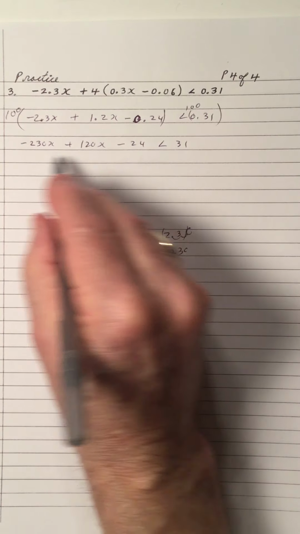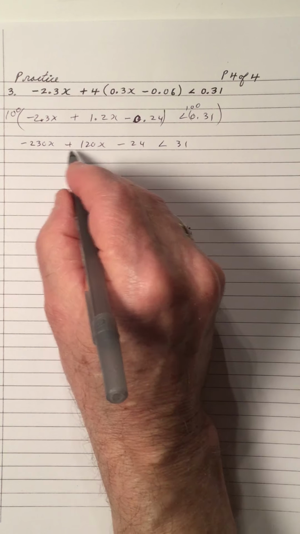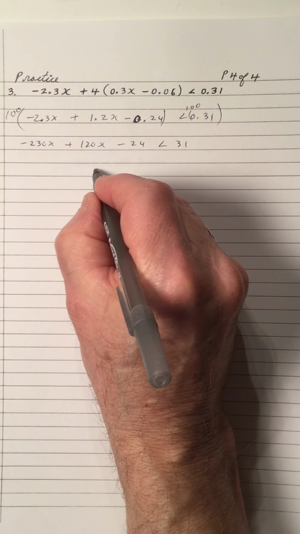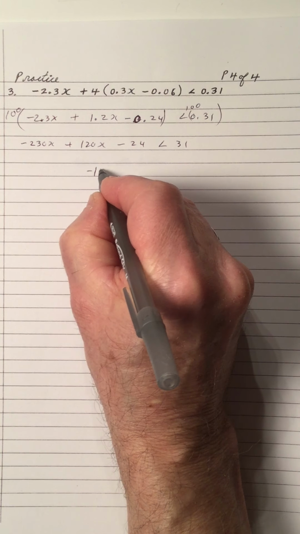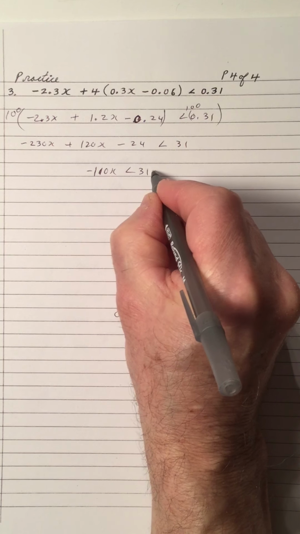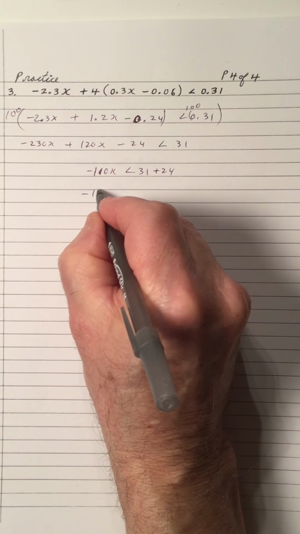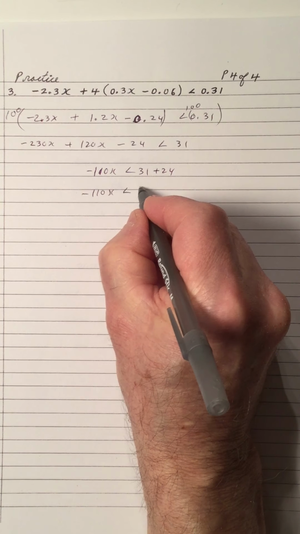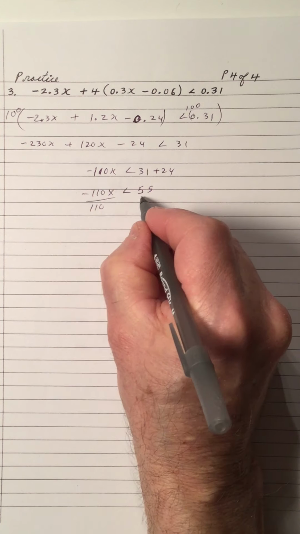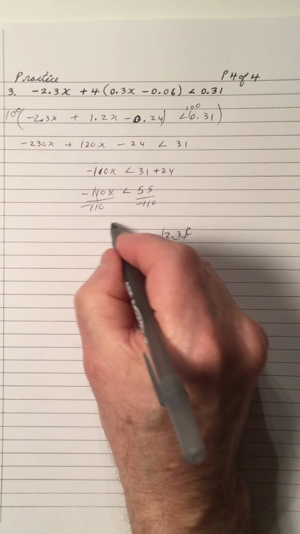And now we simplify each side before we transpose. So we get 230 subtract 120 is a negative 110x. 31 add on 24. So we get a negative 110x that's a 55. Divide by negative 110. And that gives me a 1.